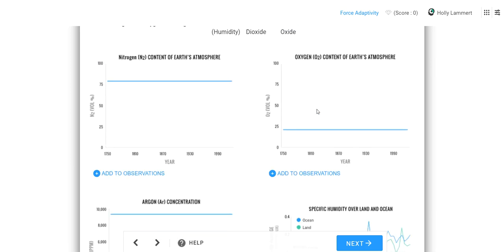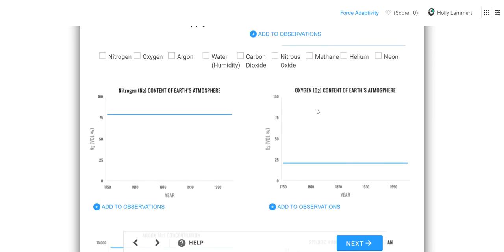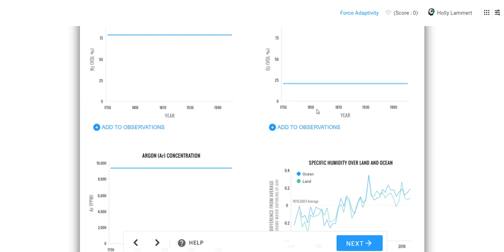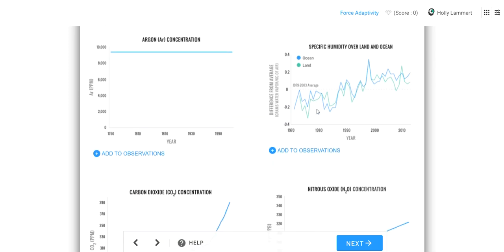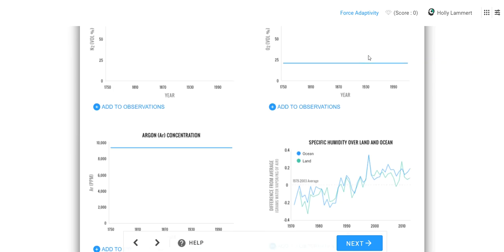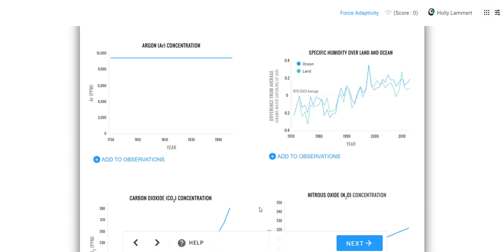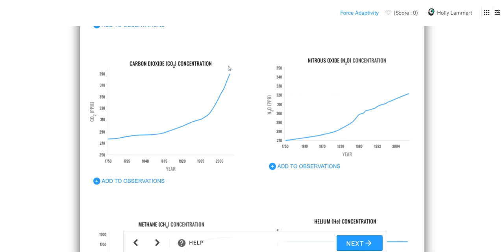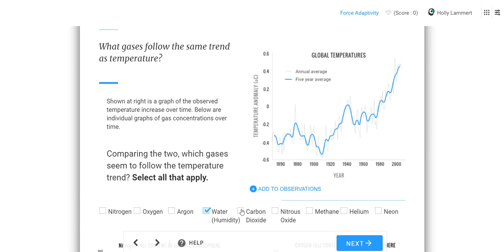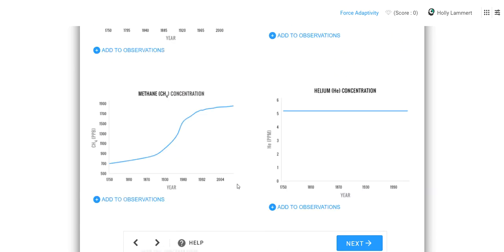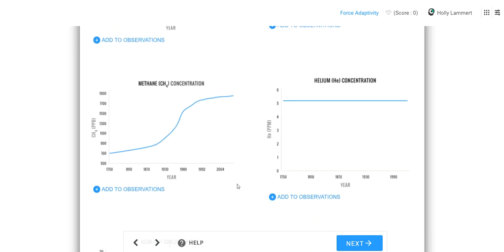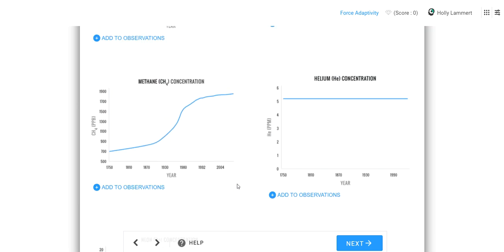So, yeah, basically nitrogen, did that change? No. Oxygen, did that change? No. Argon, did that change? No. Specific humidity over land and ocean, humidity being a measure of water vapor. So what do we see? From 1970 to 2010, in the ocean and the land, we see a general increase that potentially matches the temperature. So let's go ahead and select humidity. Carbon dioxide, we have an increase as well. Nitrous oxide increases, and so does methane, but neon and helium do not.